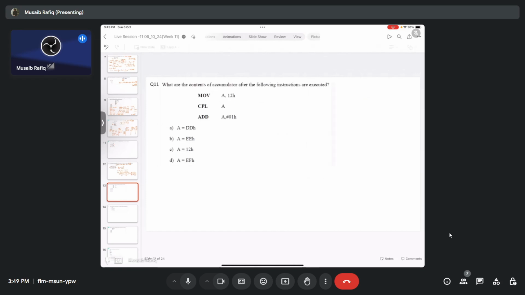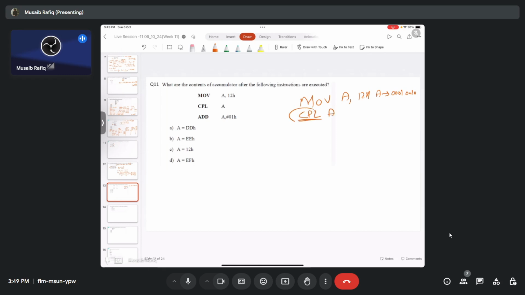Now I have this question, question number 11 of today's live session, which states: what are the contents of the accumulator after the following instructions are executed? So we have 3 instructions written and we need to find out the contents after they are executed. First one is MVI A 12 hex. So the accumulator gets 00010010 loaded, right? Then I have CMA.